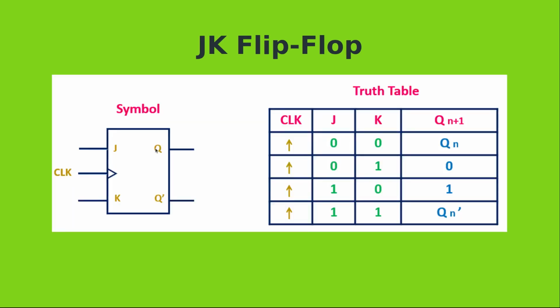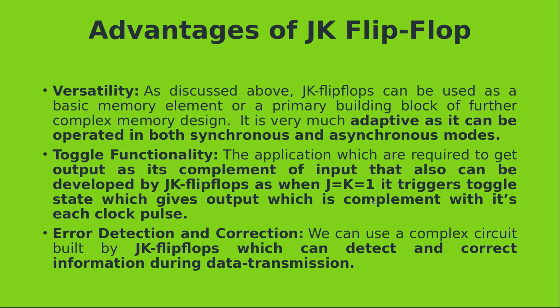So here a clock pulse is attached. If J K is 0 0, the output is Qn. If it is 1 1, the output is Qn bar. For 0 1, where the J value is equal to 0 and the K value is equal to 1, this is called the reset state. For 1 0, it is called the set state.